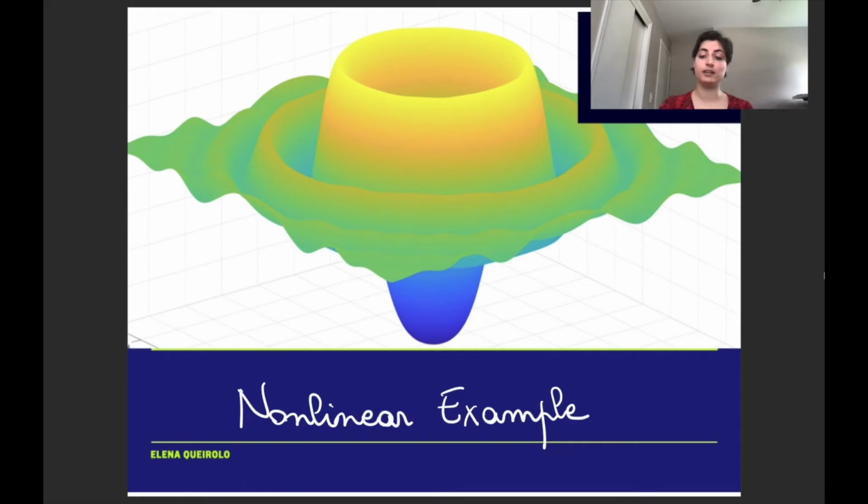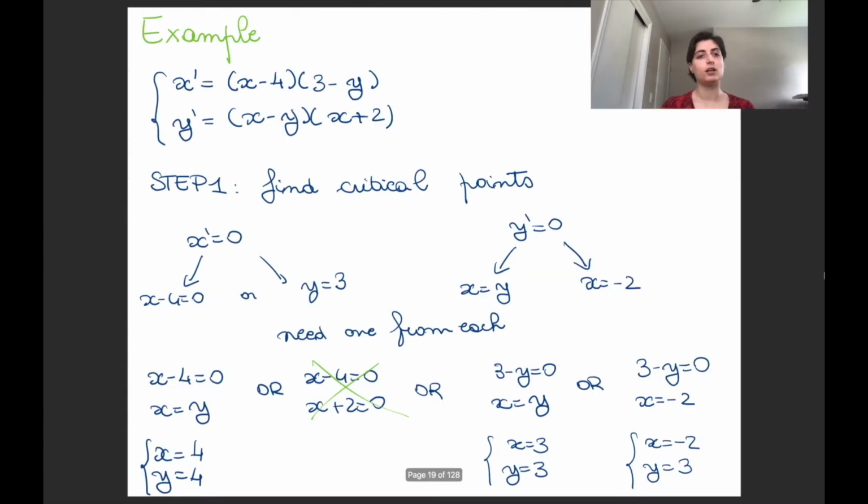Let's look at a nonlinear example. We're taking this 2D ODE, something a bit more complicated than the pendulum, but it doesn't really have as easy of a correspondence in a physical problem. So we have x prime equal (x minus 4)(3 minus y), and y prime equal (x minus y)(x plus 2). The first step is to find critical points.